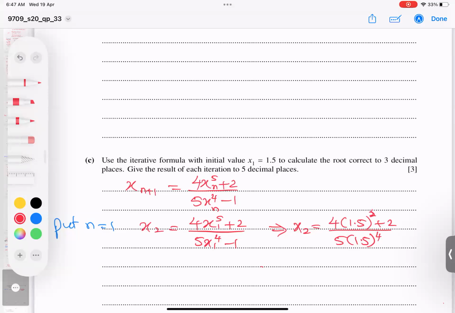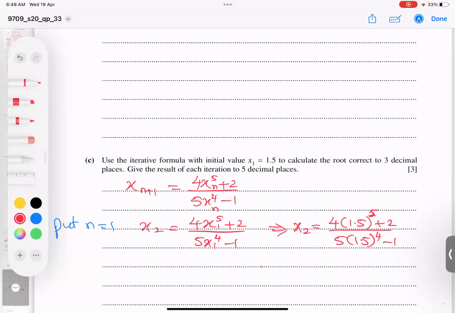So this is power 5. I hope up till here it is clear. And now I'm using my calculator and plugging in: 4 times 2 in the bracket 1.5 to power 5, plus 2, and in the denominator 5 times 2 in the bracket 1.5 to power 4, minus 1. I'm typing and getting the answer.